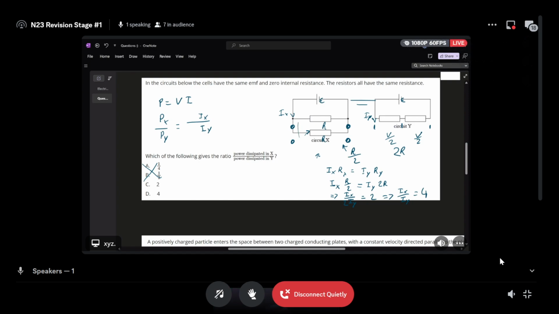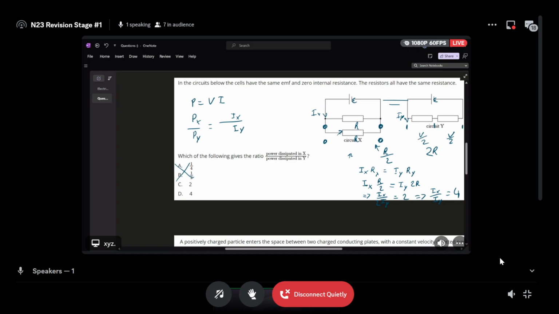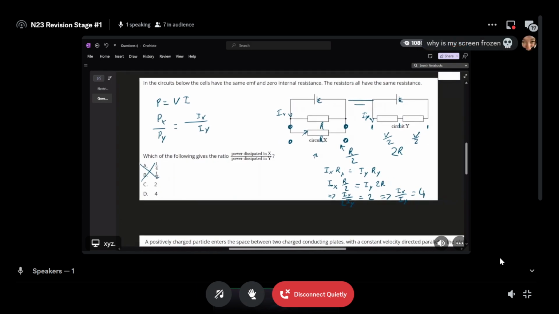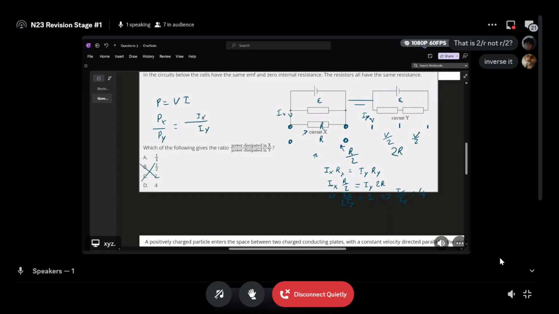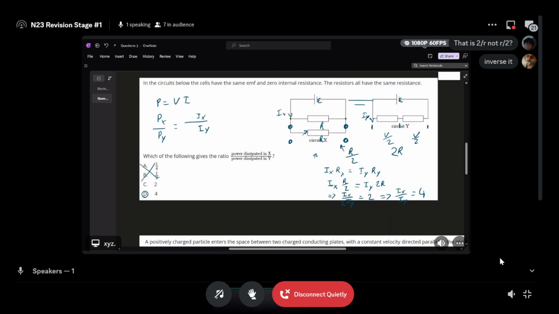But also, series circuits, if you have equal resistors, are always going to be of higher resistance than a parallel circuit. So it's a top-heavy fraction that we're looking for. The total resistance in circuit X is a quarter of the total resistance in circuit Y. So the current in X must be 4 times that of the current in Y, and that's how we can get to D quickly.